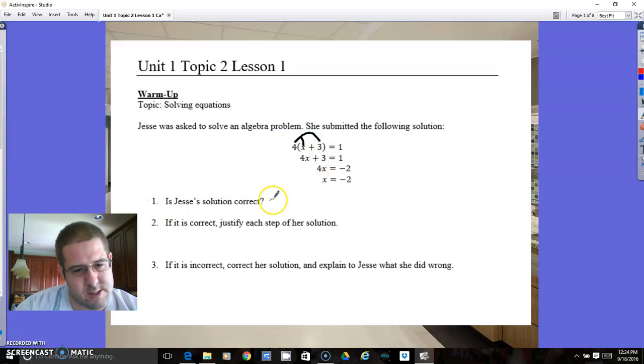You can clearly see that Jesse did make a mistake here. This should have been 12, which means you should have subtracted 12 from both sides, making this negative 11. And then divide by 4 makes it negative 2 3/4. So her answer was incorrect, as I just showed.